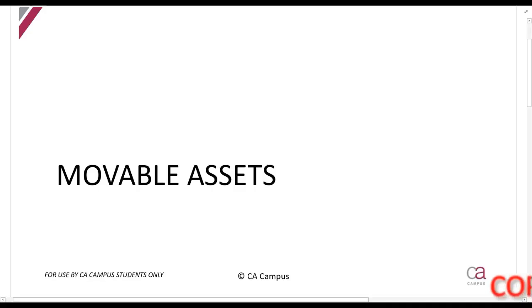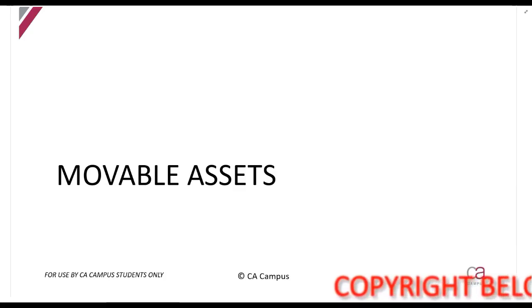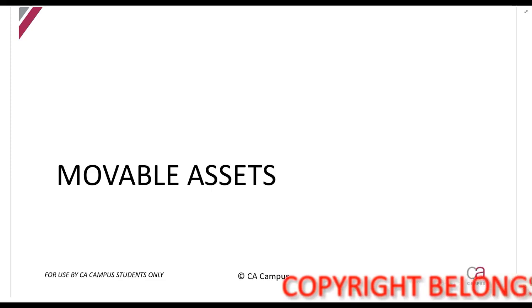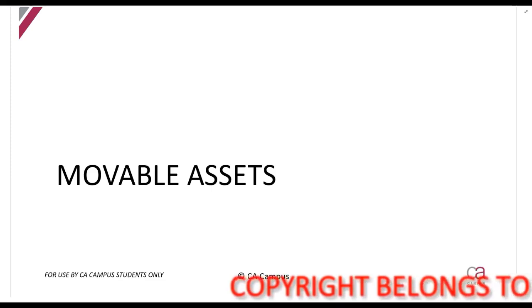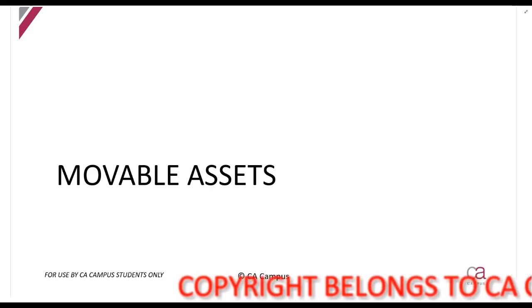We are now going to be looking at movable assets. So basically, as the name suggests, assets that you can move. Computers, furniture, motor vehicles, and so forth. Also things that are attached to buildings, for example, like an air conditioner. I know it seems attached to a building, but you can obviously take it down.